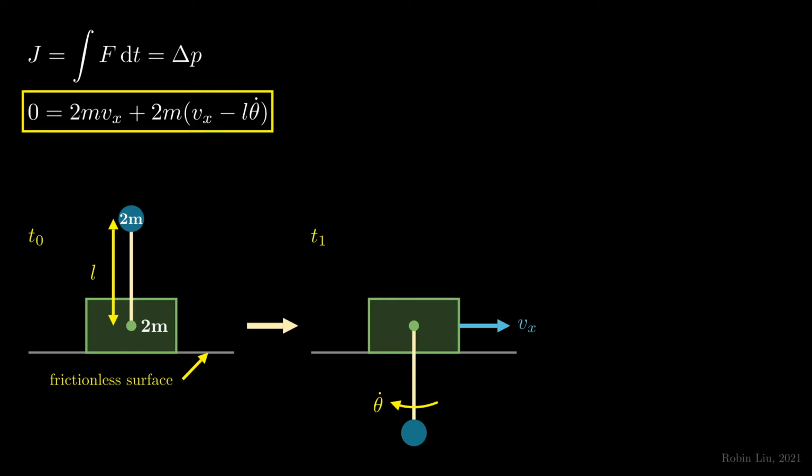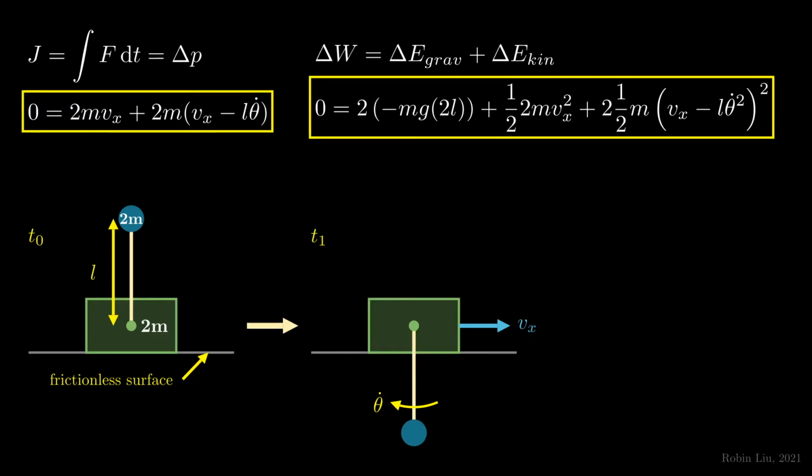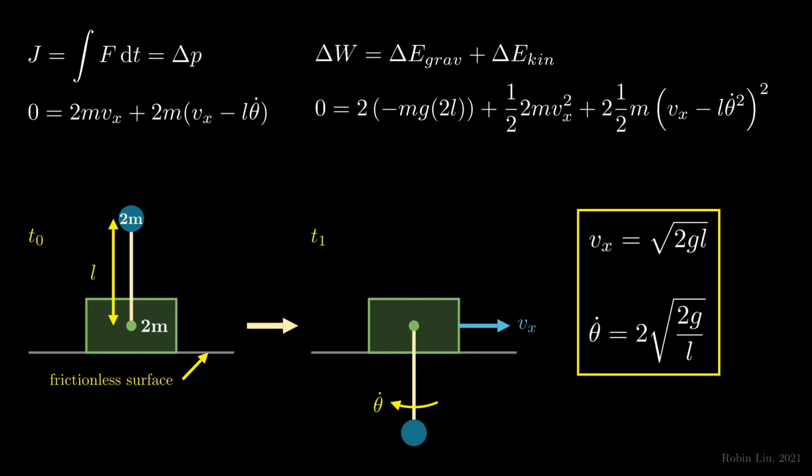Next, we can use the conservation of energy principle for a second equation that relates the two unknowns. There isn't any external work, but there is a change in gravitational potential energy and kinetic energy. You should all be pretty well familiar with energy methods by now, so I'm going to skip some of the details. With these two equations, we can find that v sub x is the square root of 2gl, and theta dot is 2 root 2g over l.